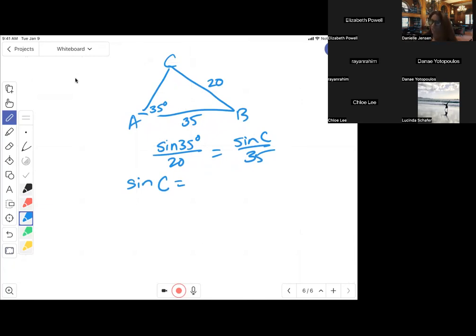Sine of C is 20? Are you in degrees? Oh wait, I didn't divide by 20. I got 1. I definitely don't want it to be 1, because then you have a 90-degree triangle and it's not going to work. So let's not do that. Let's do 25 degrees instead of 35. So do 35 sine of 25 and then divide by 20 and tell me what you get.